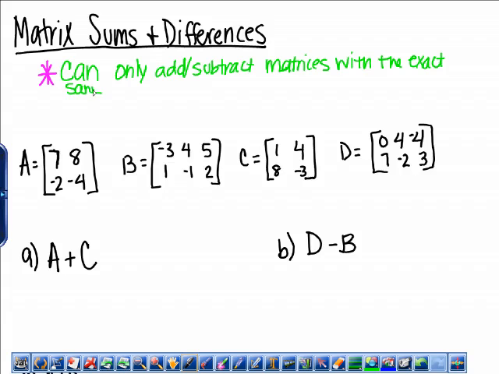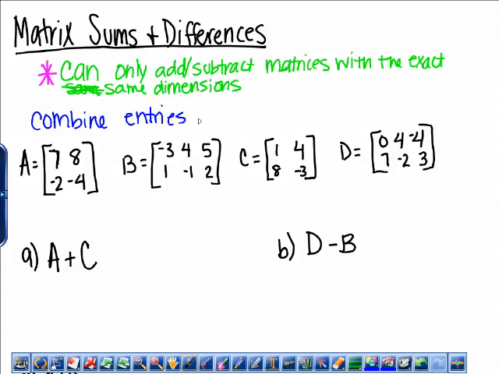I'll show you. The reason is that we are going to add or subtract, we're going to combine the numbers of the same address. Okay? We're going to combine entries with the same address. And so that will only work if we have the exact same dimensions.